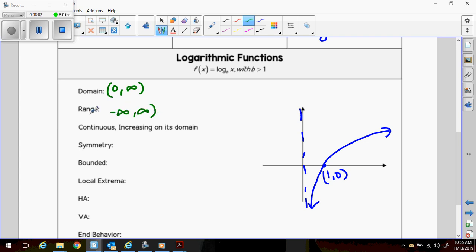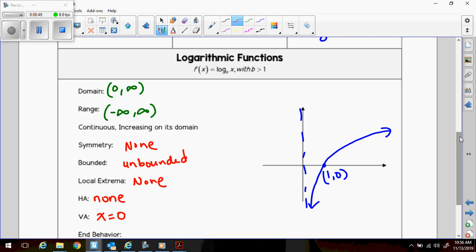So I'm going to say -infinity to positive infinity. It is continuously increasing on the total domain. There is no symmetry, so it's neither even nor odd. I'll put none. It goes up forever, so it is actually unbounded. It says local extrema, so this means, is there a max or a min? There is none, so I'm going to put none. Logs do not have a horizontal asymptote, but they do have a vertical asymptote. It's usually going to be the y-axis, that's when x equals 0, unless there's some shifting going on, but this one's just a basic log.